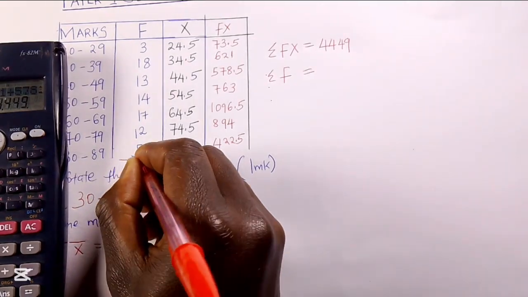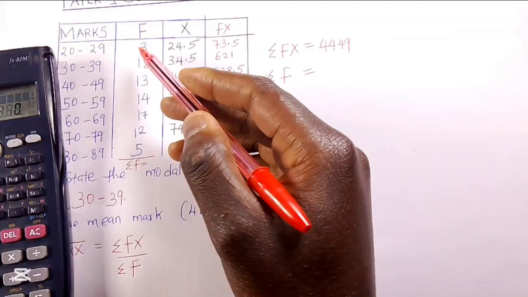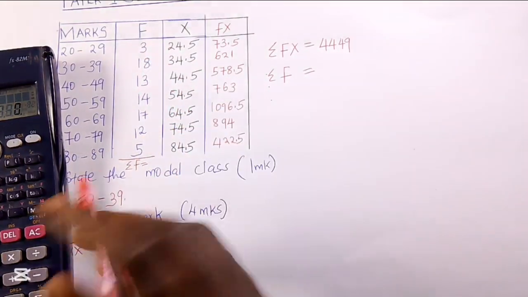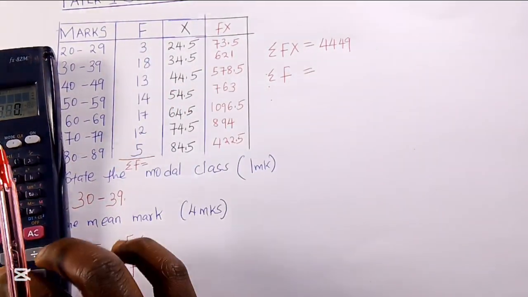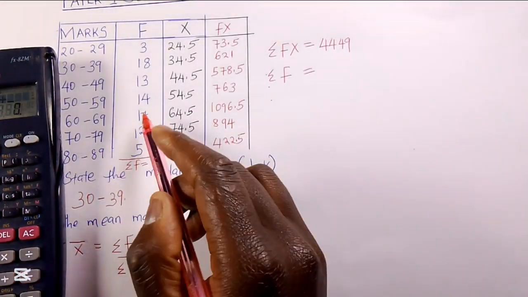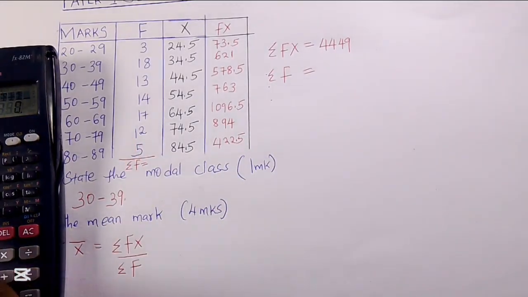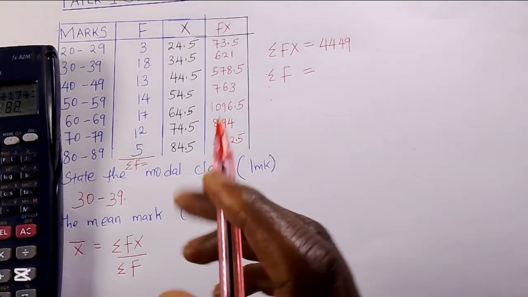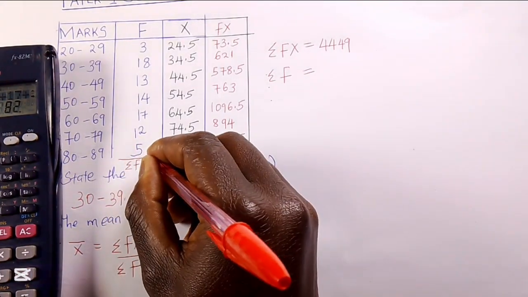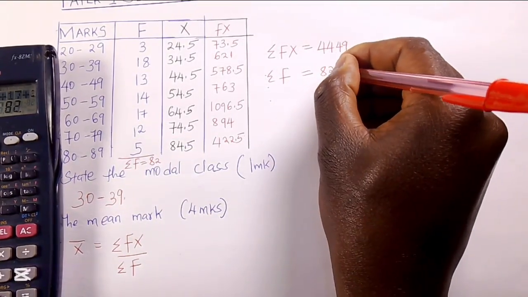And the sum of our f is equal to, so what is the sum of our f? You can determine that. It will be 3 plus 18 is 21. 21 plus 13 plus 14 plus 17 plus 12 plus 5, that will give us 82. The sum of f is equal to 82.